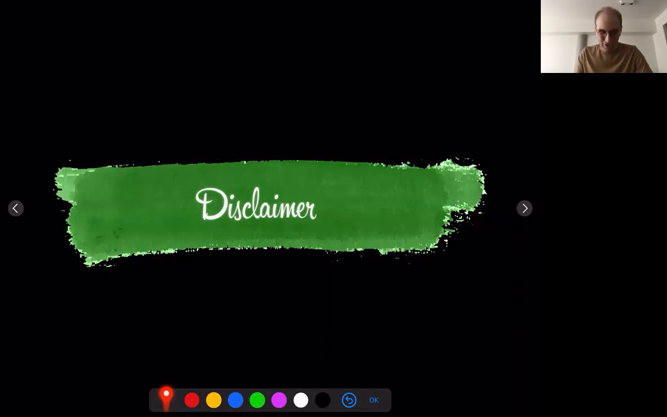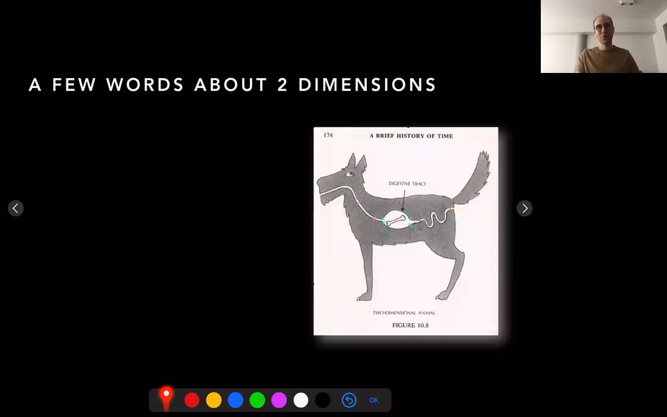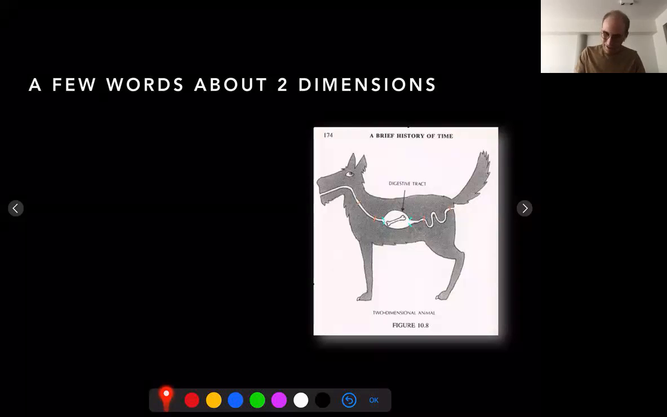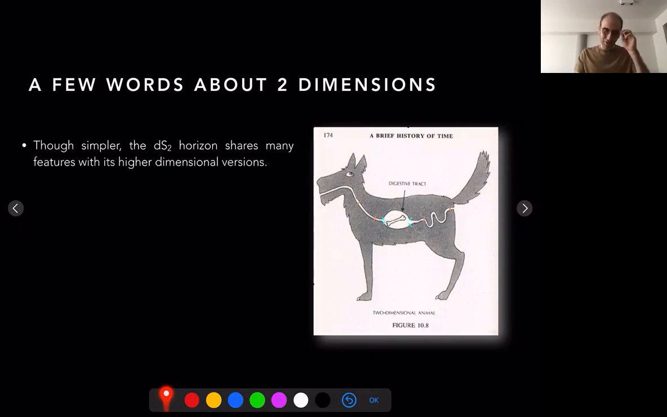Well, the discussion already came in before, but I wanted to say a few words about 2 dimensions. We don't live in 2 dimensions. This is a picture from Hawking's Brief History of Time. I like it. Let me say a few things on why we think it's interesting to see the problem in 2 dimensions. The first thing is that these 2D horizons share many features with the higher dimensional versions. Basically, the finiteness of the static patch is still there in 2 dimensions, and that's what we would like to understand holographically.